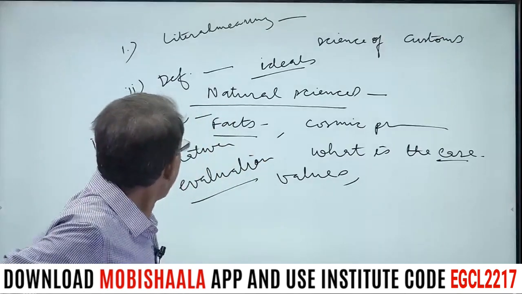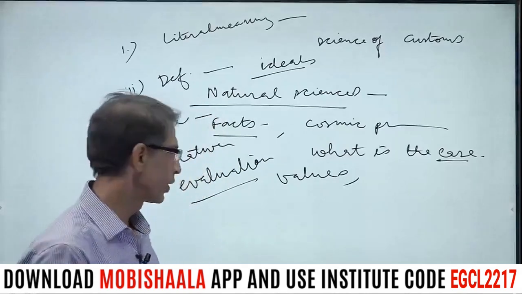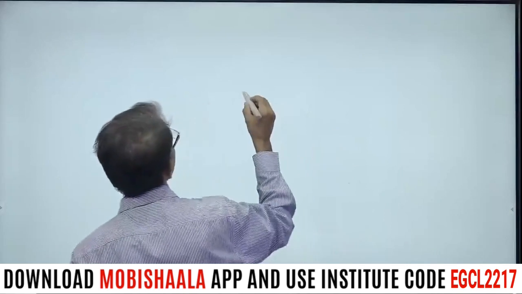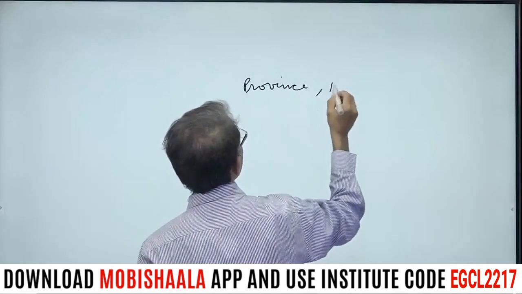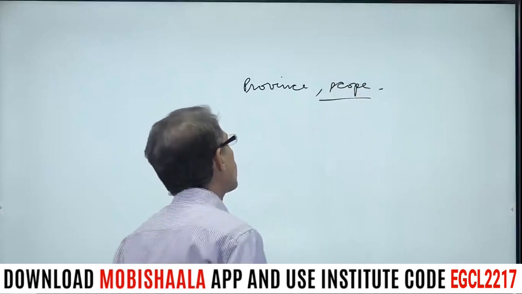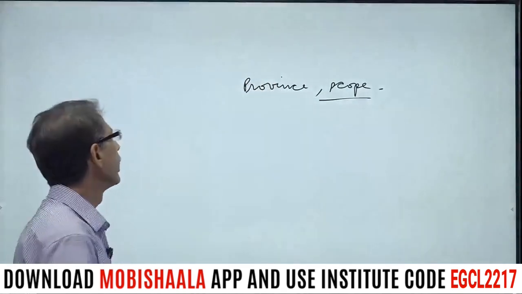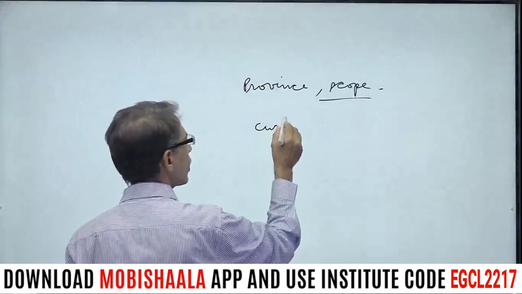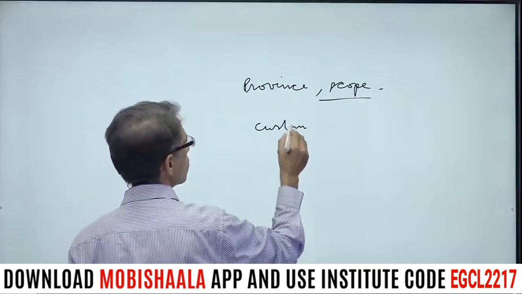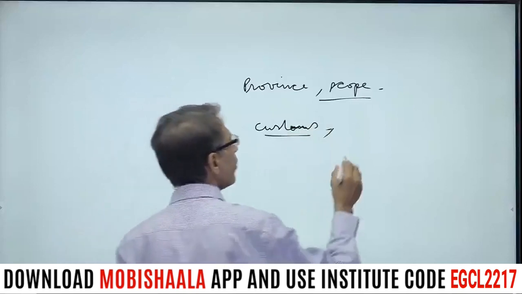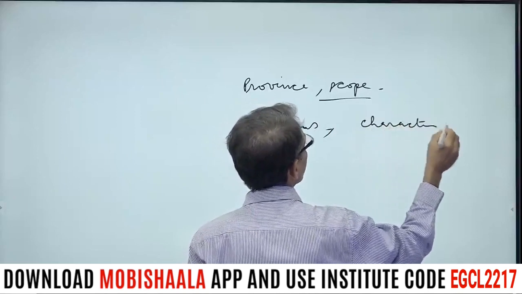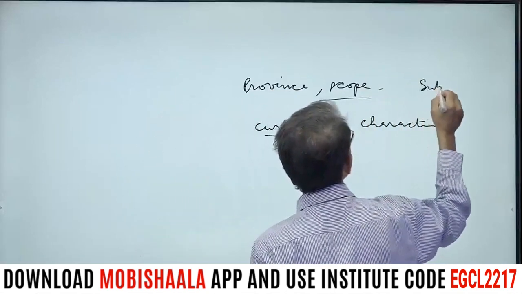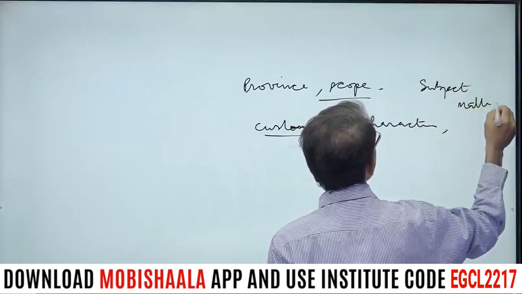Now we are going to discuss the scope or province of ethics. What is the subject matter of ethics? Earlier we discussed that it is a study of the customs of the people. Second, it is a study of character and conduct. Province or scope means the subject matter.